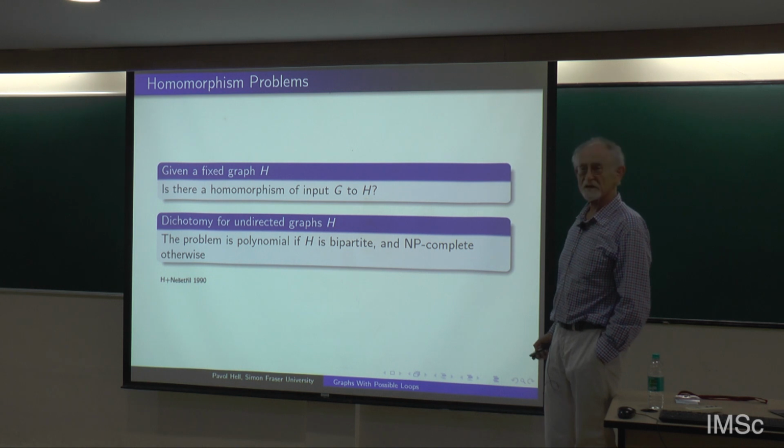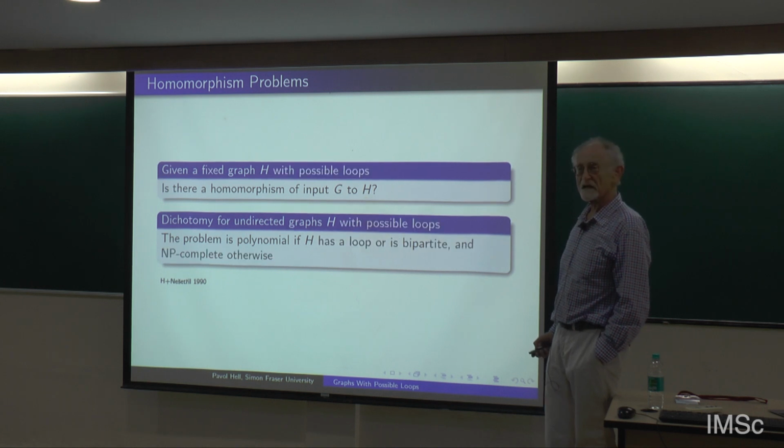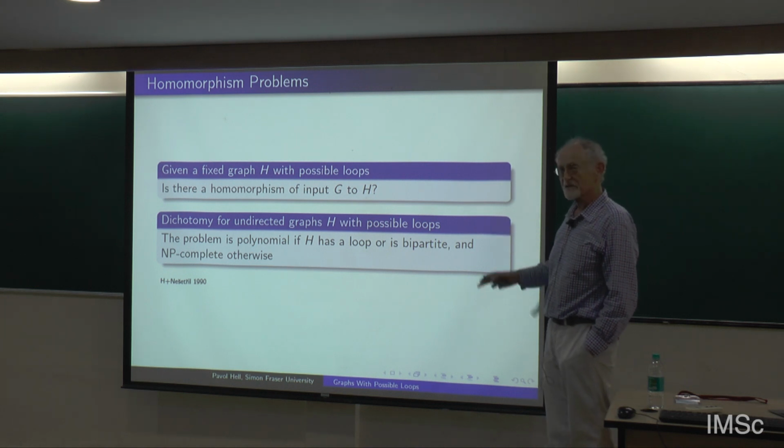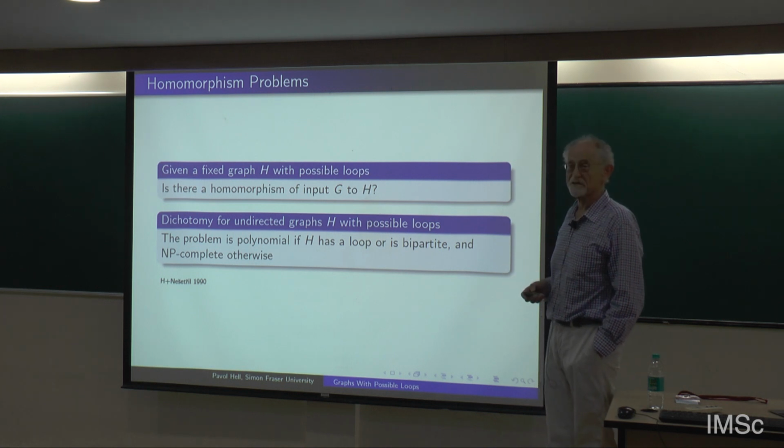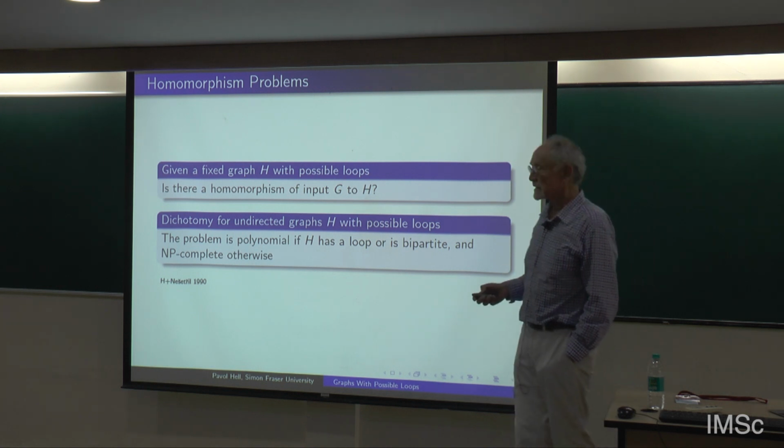So there is a small difference. I consider only graphs, and he considers graphs with possible loops. And then I have to add another exception. The difference between the two theorems is only in the trivial observation that if there is any loop anywhere, then a constant mapping to that loop is a homomorphism. So there isn't really a scientific difference between the two, but there is a huge psychological difference.